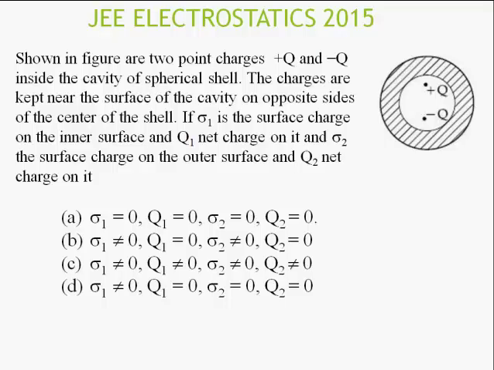In fact, the question is not properly framed here. Sigma 1, he says the surface charge on the inner surface and Q1 the net charge on it. So what do they mean by surface charge? Actually, but still, for our purpose, we should know that there is no charge inside, no surface charge density also. Hence, option 1 or A is correct in this case. So we proceed to the next question.